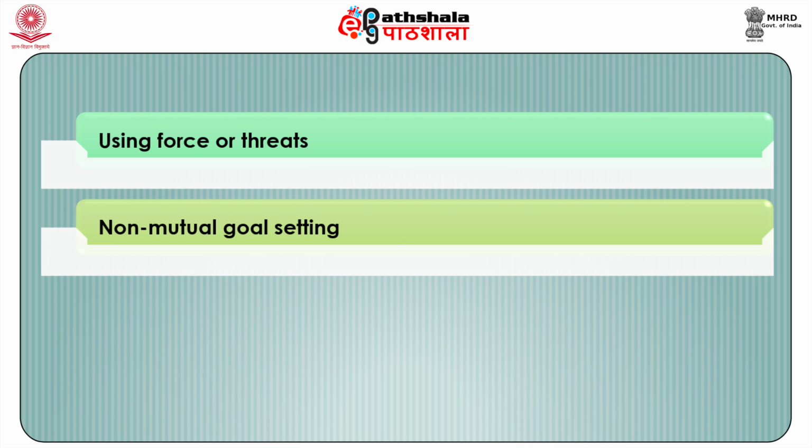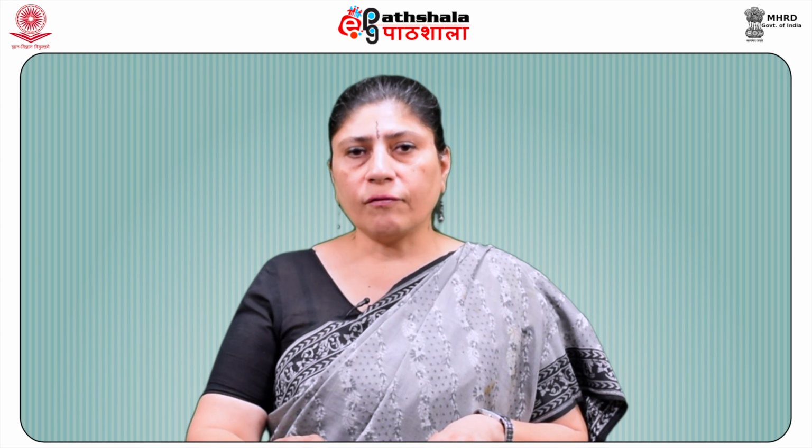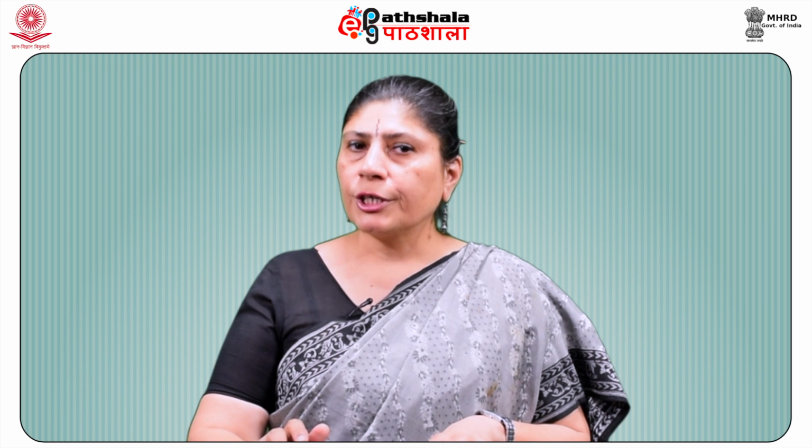Coercive change is characterized by non-mutual goal setting. Here the goals are set only by one side, which results in an imbalanced power ratio and one-sided deliberateness. Coercive change may be exemplified by thought control and brainwashing practices of the fascists. In this type of change, there is little or no opportunity to engage in any kind of mutual goal setting. The deliberateness originates from one party, the change agent, and the client system is coerced into change.